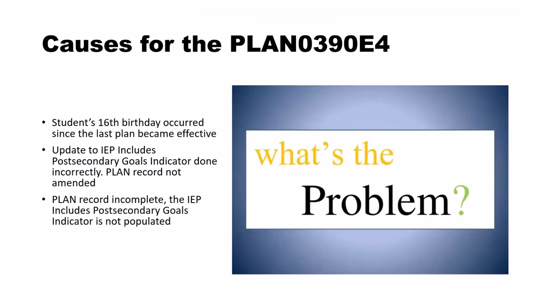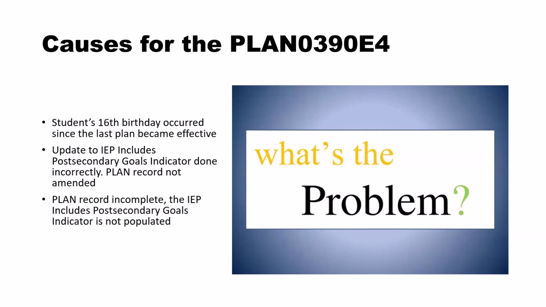So what are the causes for the Plan 0390E4 error, right? Sometimes the student's 16th birthday will occur since the last plan became effective. So the student has their annual review, the record's perfectly fine, they turned 16, nothing's changed and nothing's required to change by statute. However, in CALPADS, you have to indicate, because it is required, to tell us whether or not the student has their post-secondary goals in that IEP.